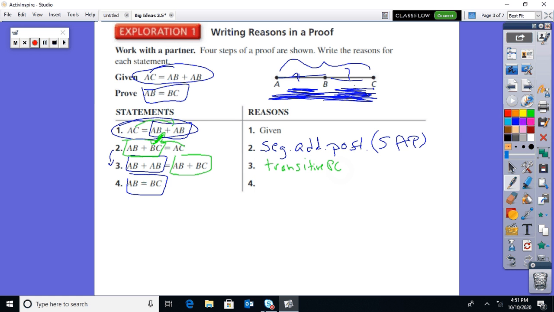The transitive property of equality, or you could call it substitution. This particular one has a couple different justifications. Property of equality. Again, they wanted to get, and we'll talk more about why they did this in the next couple chapters, but essentially, if you want to get AB equal to BC, then you've got to get AB and BC in the same equation.